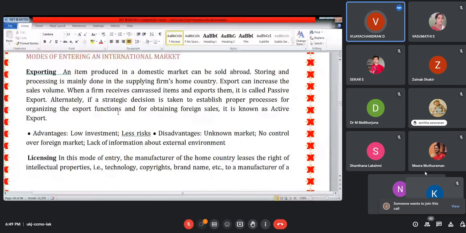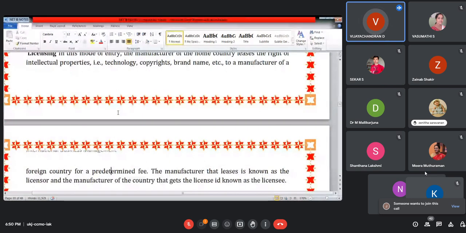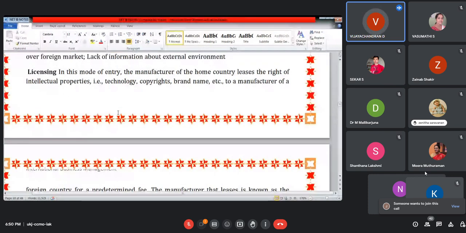So exporting means you are simply selling the product through another company. And the next method is licensing. In this method, the home country leases the rights of its intellectual property. The example I will give is KFC. KFC is the best example of licensing. Your technology, your method, your branding name, everything will be given rights.